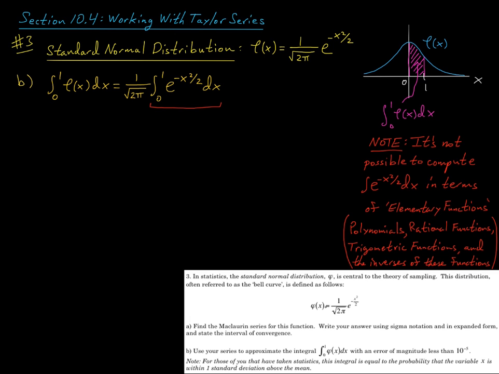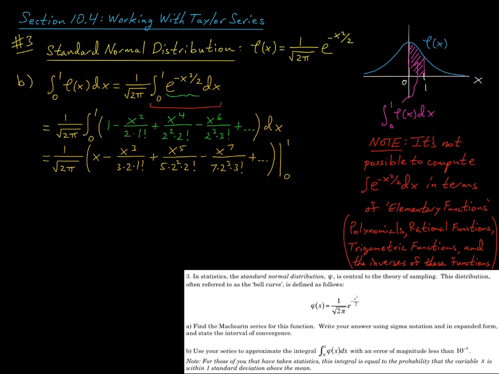But as we can see, this function phi of x is really, really important in statistics. People want to know the value of this integral. And so that's where our series approach is going to come into play. So to start, let's go ahead and trade in e to the negative x squared over 2 for its Maclaurin series. And this is just the series we derived in part A. And now what we can do is integrate this series term by term.